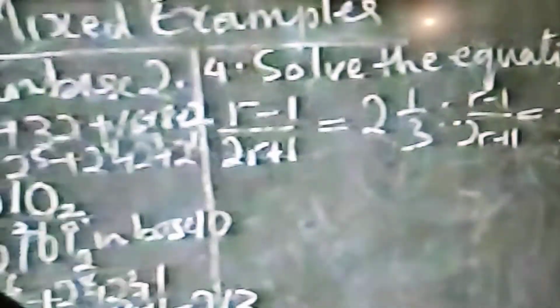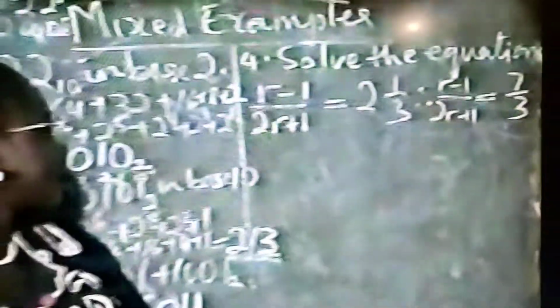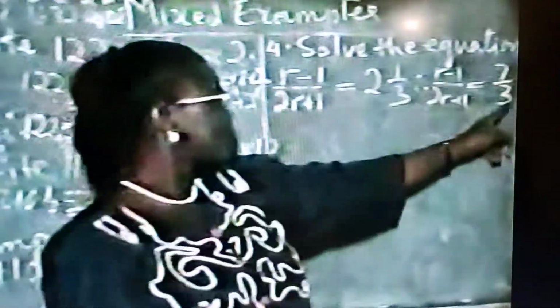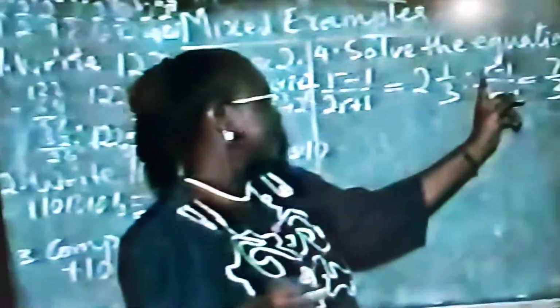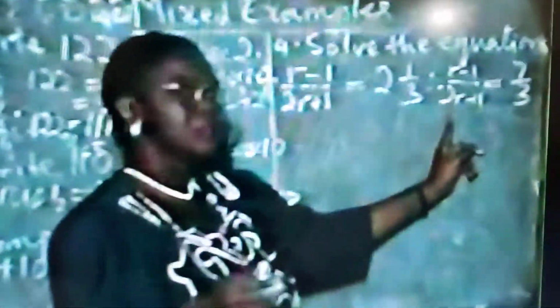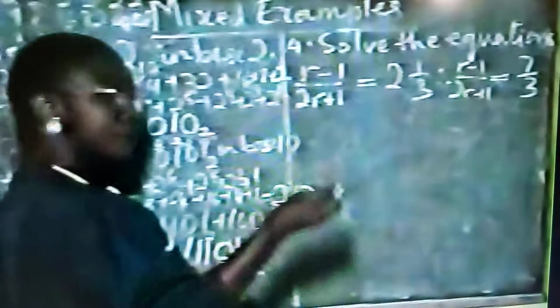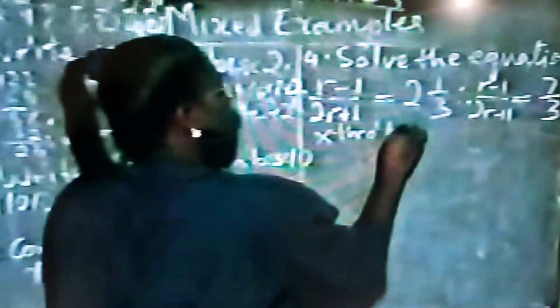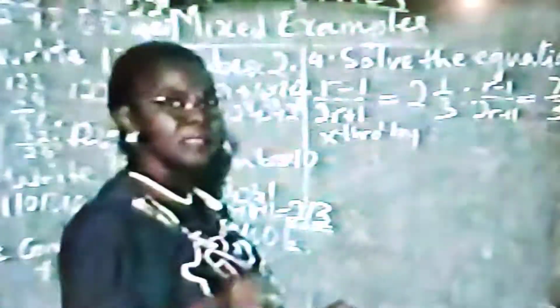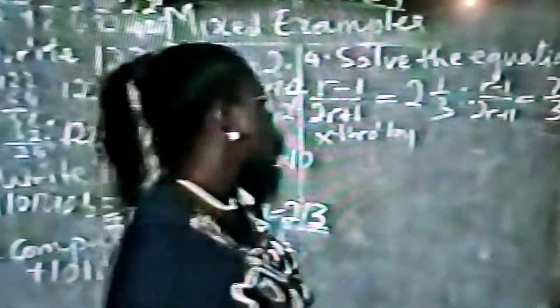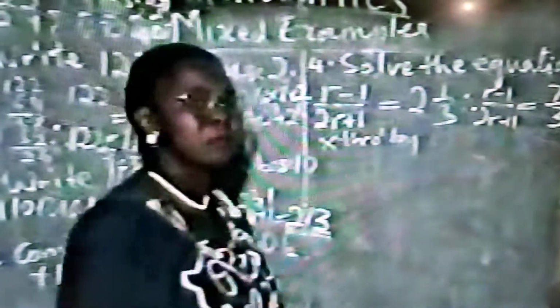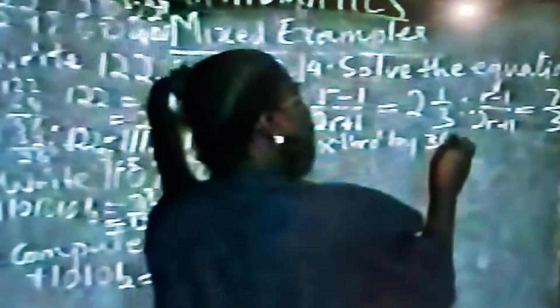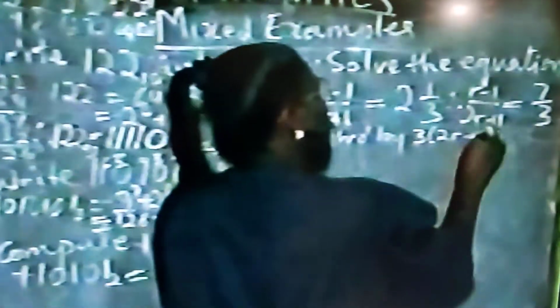And now, there are 2 ways of looking at this. You could say you cross multiply. That is 3 into that is equal to 7 into that. Or you could simply write the usual step. Multiply through by the LCD, the lowest common denominator, which is 3 into 2r plus 1.